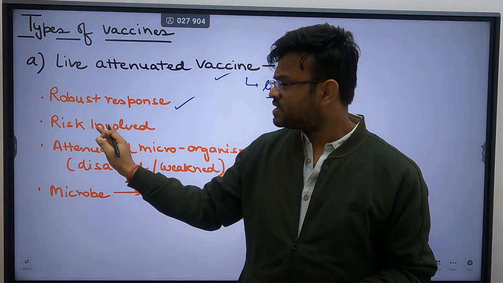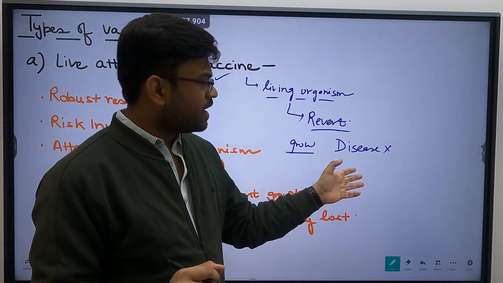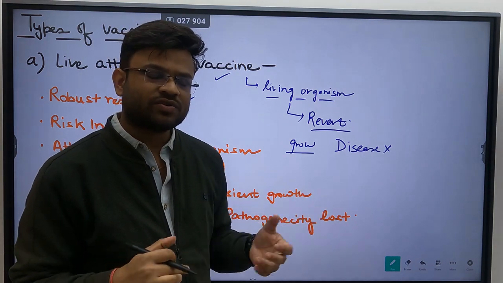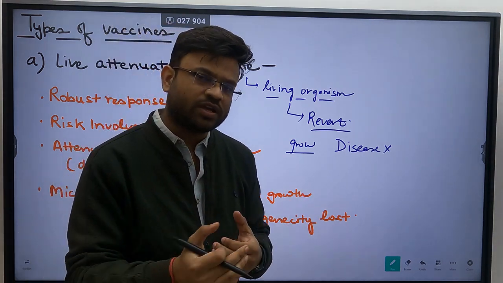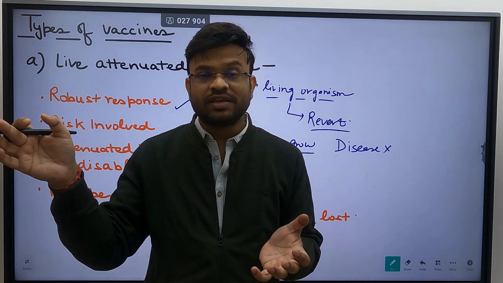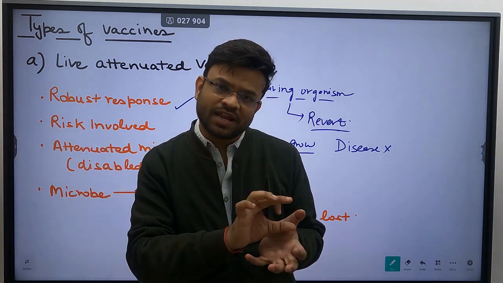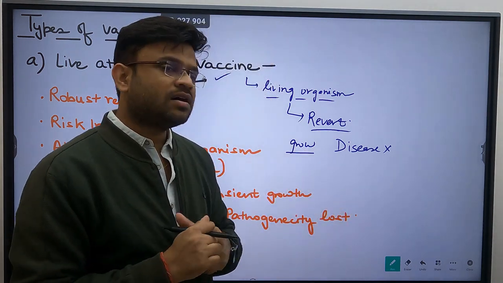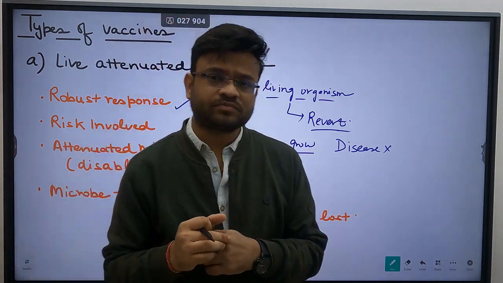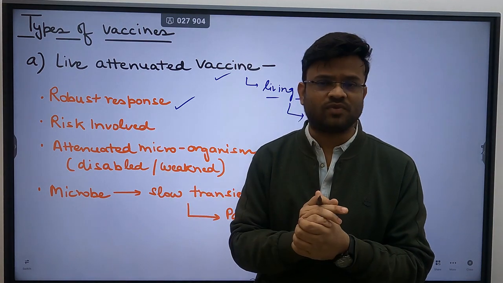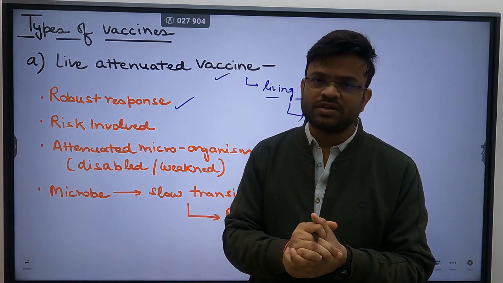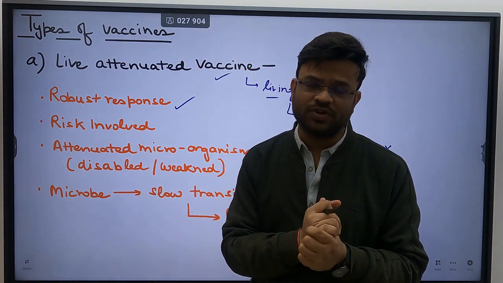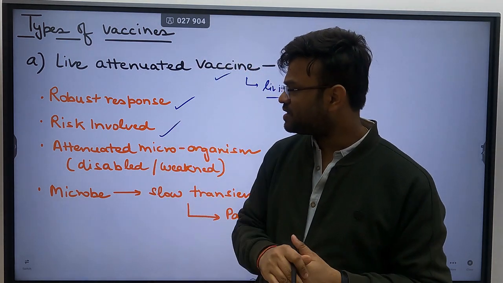Okay, so risk is involved because when the virus or the organism gets inside your body, it can cause reversion. It can again become virulent. It can again start to cause disease. This is the case that can happen. So there is a risk that the pathogen can get reverted and again start to cause disease inside the individual's body. So this is what we mean by risk involved.